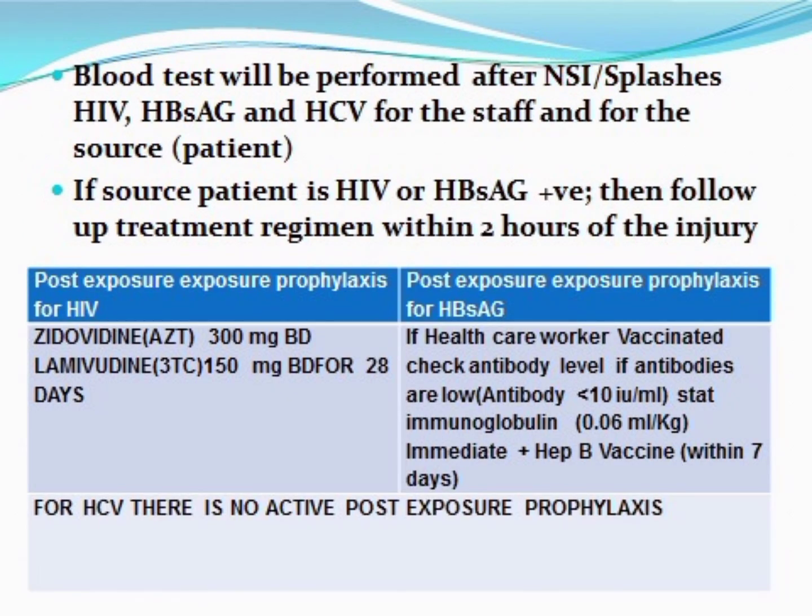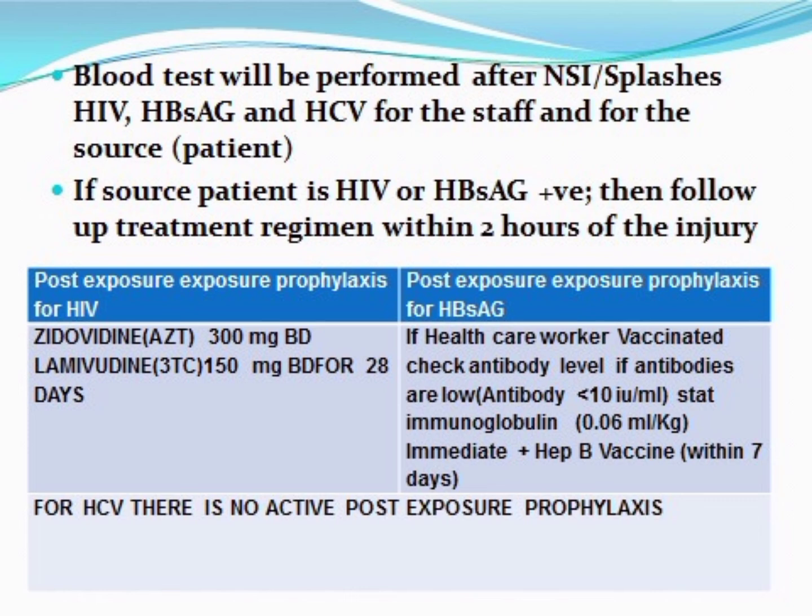After first aid, blood tests will be performed after NSI and splashes, like HIV, HBsAg and HCV, for the staff and for the source. If the source patient is HIV or HBsAg positive, then follow the treatment regimen within 2 hours of injury. If the patient is positive for HIV, the drugs are lamivudine, tenofovir and efavirenz. This is a new regimen for HIV post exposure drugs.